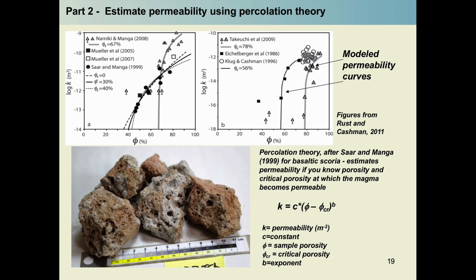Okay, so once you have your porosities and you calculated those from the Archimedes data collected and given to you, you can estimate permeability using percolation theory. I'm going to give you the constants, and you're going to use this percolation theory equation after Sahagian and Manga to estimate the permeability of those Okmok samples from the 2008 eruption.